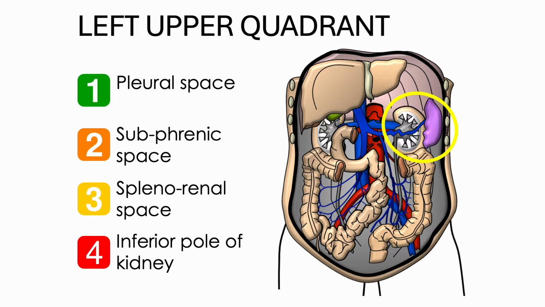Next, we'll consider the left upper quadrant exam. As with the right upper quadrant, we're attempting to examine four potential spaces for free fluid collection: the pleural space, subphrenic space, splenorenal interface, and the inferior pole of the left kidney. Just like in the right upper quadrant, you want to think about which organs are in the region that you're scanning and make sure that there isn't free fluid above them, below them, or in between them. So in the left upper quadrant, make sure there isn't fluid above the spleen, below the kidney, or in between the spleen and the kidney.